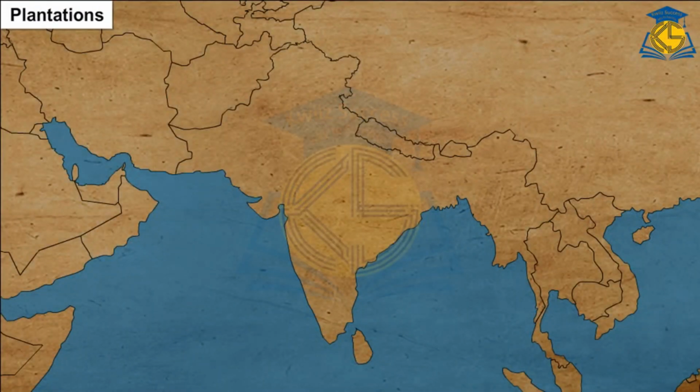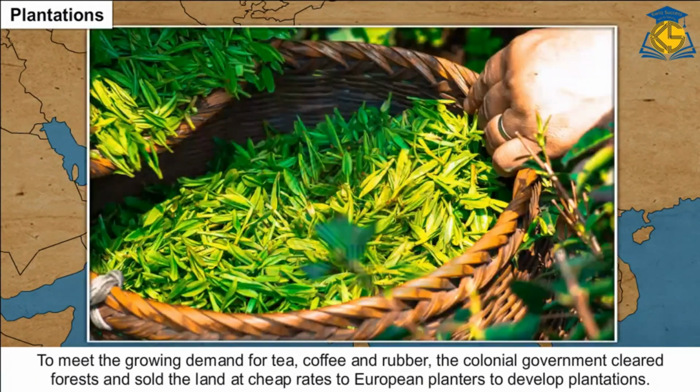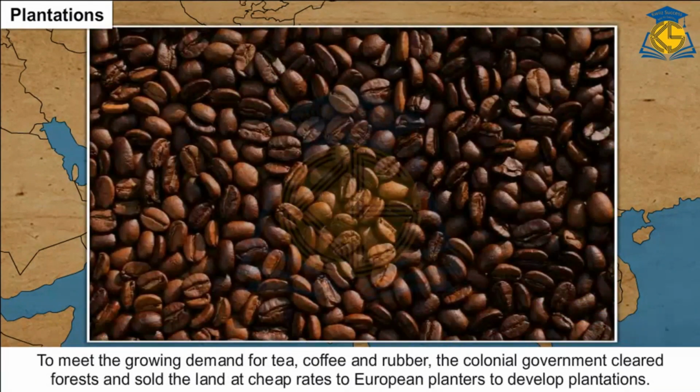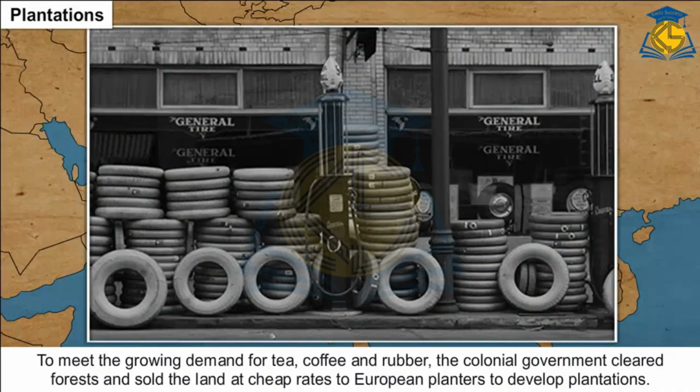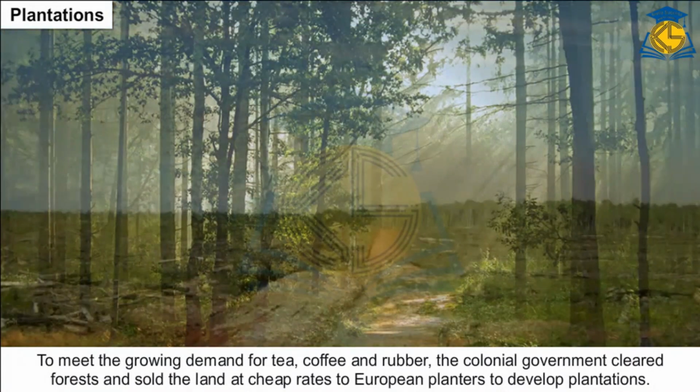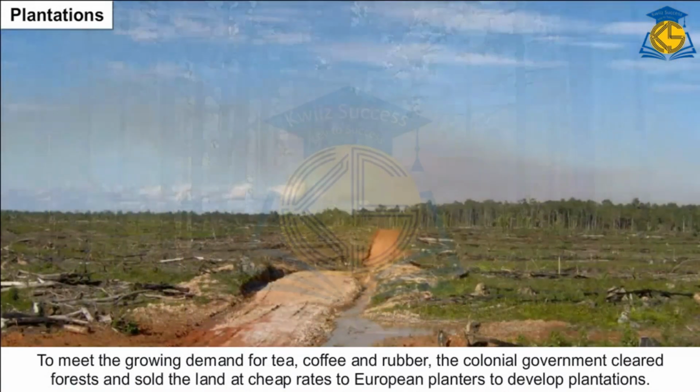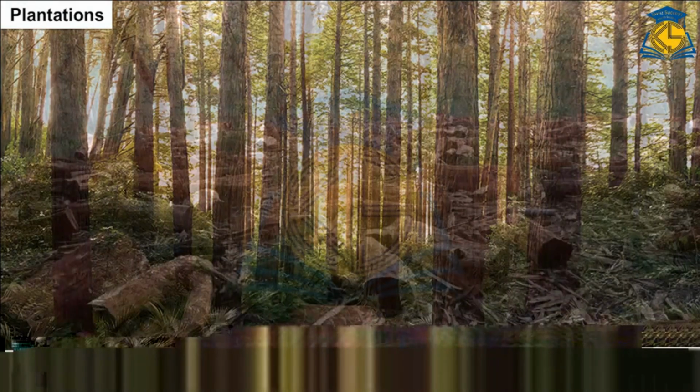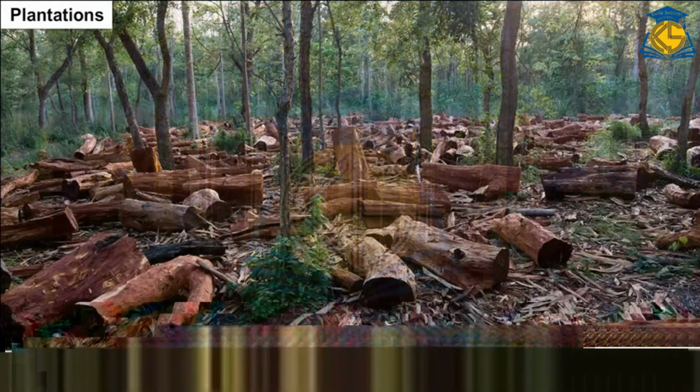Plantations. To meet the growing demand for tea, coffee, and rubber, the colonial government cleared forests and sold the land at cheap rates to European planters to develop plantations.